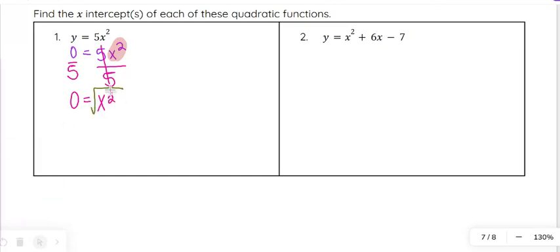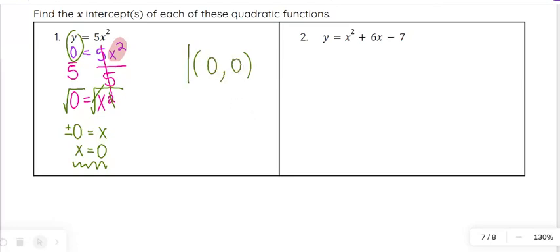Then we square root both sides to get x isolated. The square and the square root cancel each other out. Over here, technically we need a plus or minus in front, but remember that 0 doesn't have a positive and a negative, so it's just going to be x equals 0. So if our y we already know is 0, and we just found that our x is 0, this quadratic equation has one x-intercept, and it's at (0, 0).